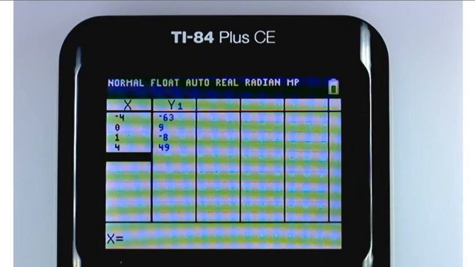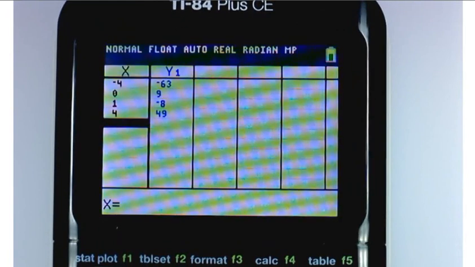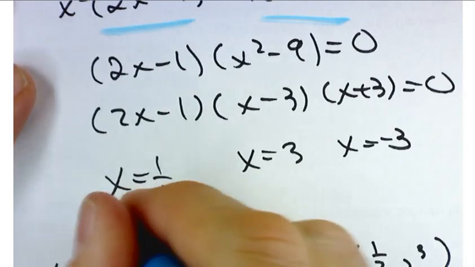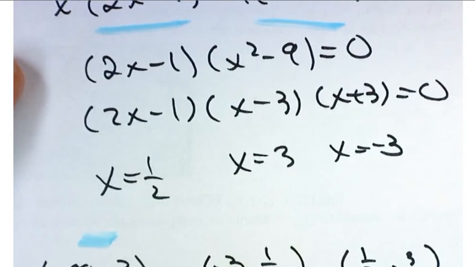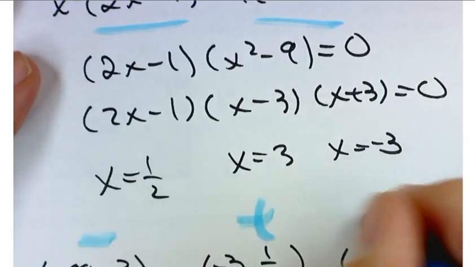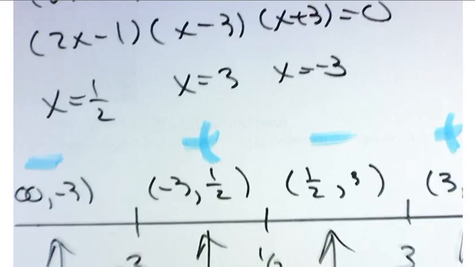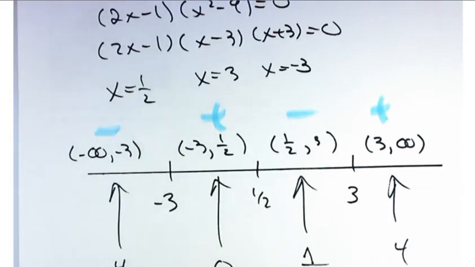What information do you think I want from here? What's the important information? Yeah, where it's positive and where it's negative. So overall, we get something like this. Negative, positive, negative, positive. Which intervals do we want? Do we want the negative intervals or do we want the positive intervals?